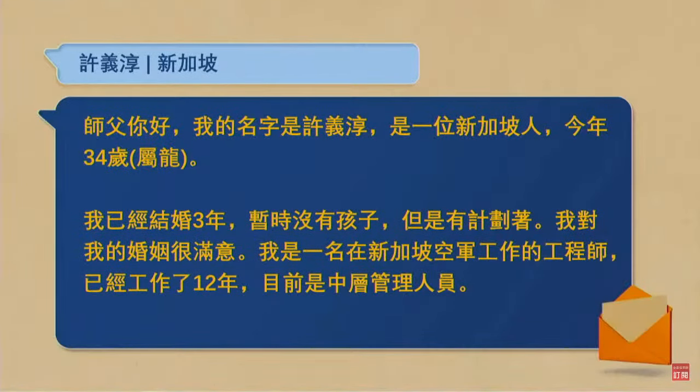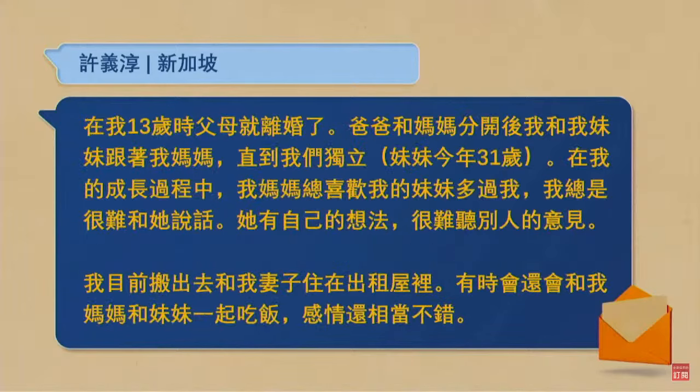There's another sharing. Dear Master, my name is Xu Yichun. I am from Singapore and I'm 34 years old. I'm married for 3 years. I plan to have children in the future and I'm satisfied with my marriage. I am an engineer working for the Singapore Air Force for 12 years and I'm in mid-level management. My parents were divorced when I was 13 years old. My younger sister and I were raised by our mom until we became independent.